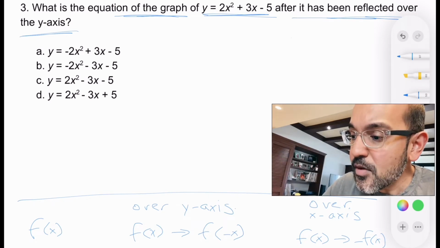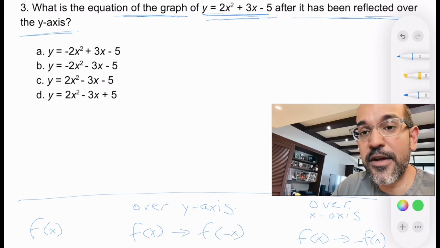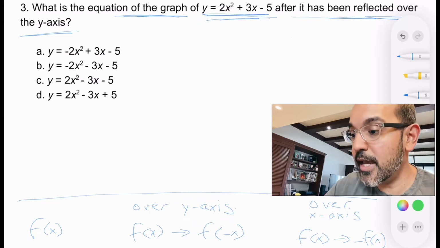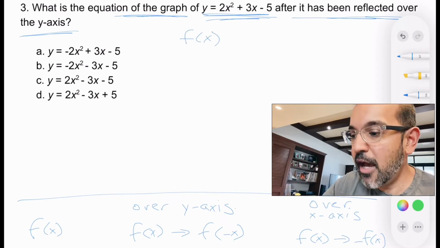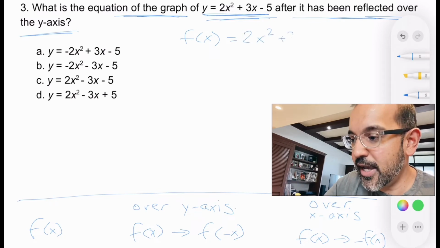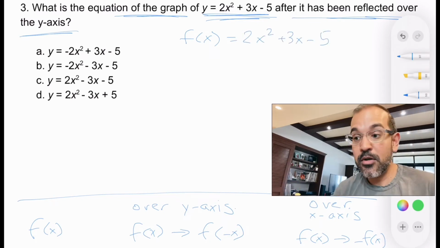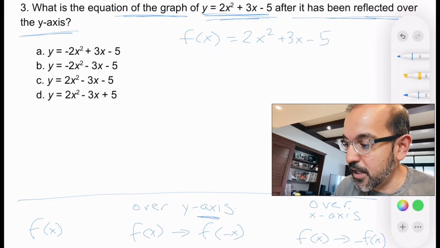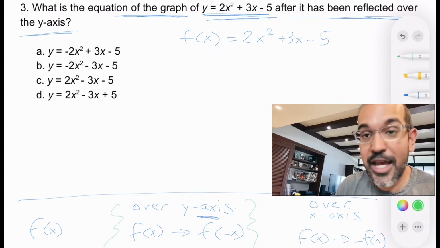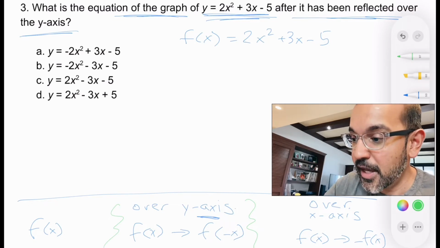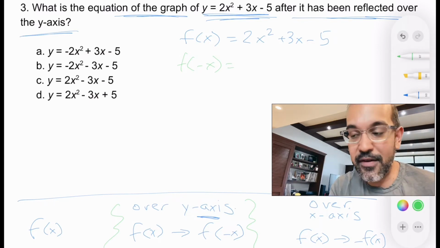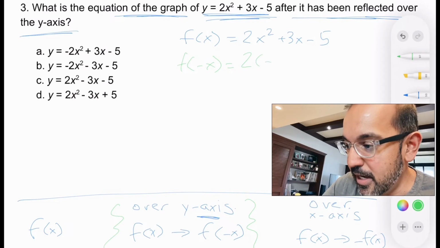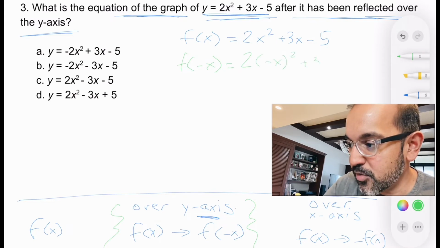So here, y equals 2x squared plus 3x minus 5 is being reflected over the y-axis. So what are we going to do? We are going to say f of x, because remember, y and f of x are essentially interchangeable. f of x equals 2x squared plus 3x minus 5. Now remember, we're reflecting over the y-axis, so it becomes f of negative x. f of negative x simply means just replace your x with a negative x, right? So then we have 2 times negative x squared plus 3 times negative x minus 5, right?